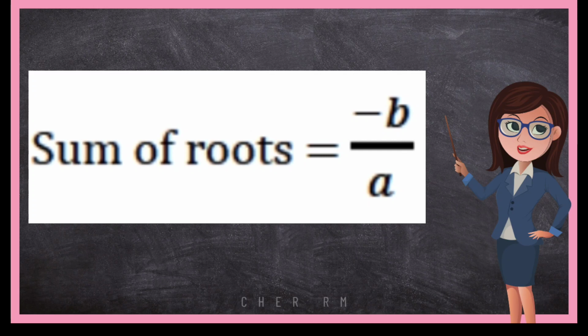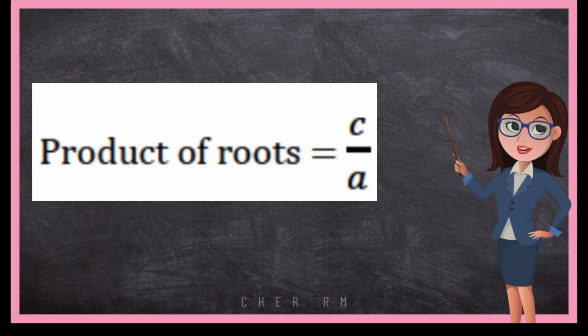First, the sum of the roots is the additive inverse of the coefficient of b and a. So we have negative b over a, while the product of the roots is the quotient of c and a. So we have c over a.